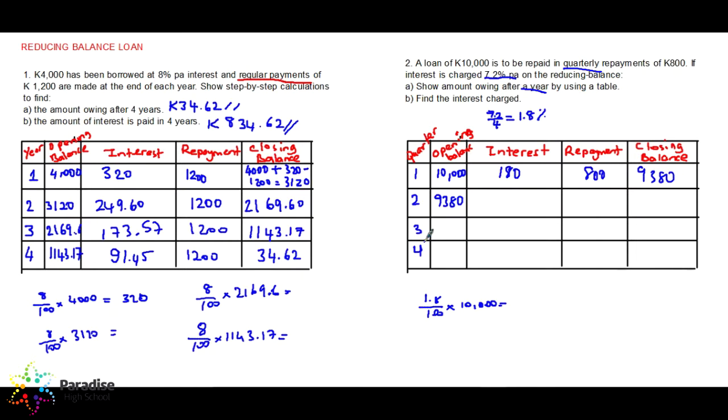Sorry, 10 minutes was over. This is why it cut off. So that is 180. So let's calculate the interest for 9,380.